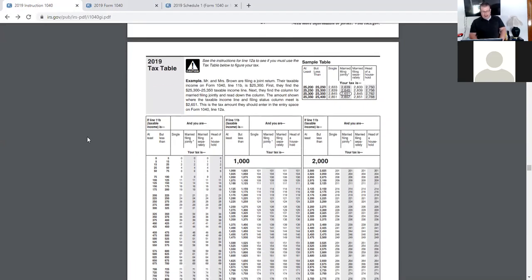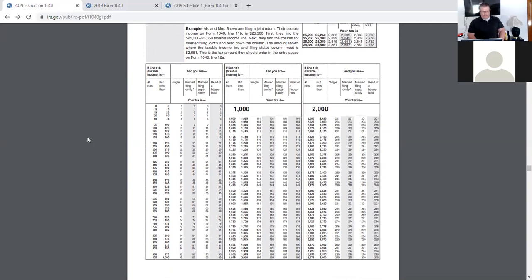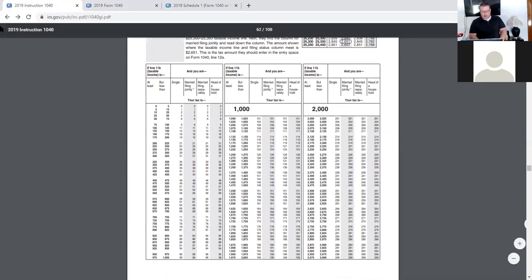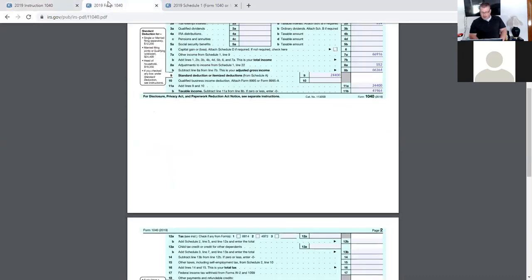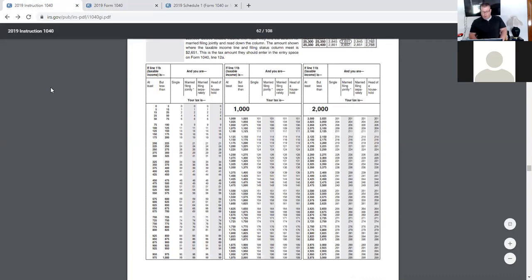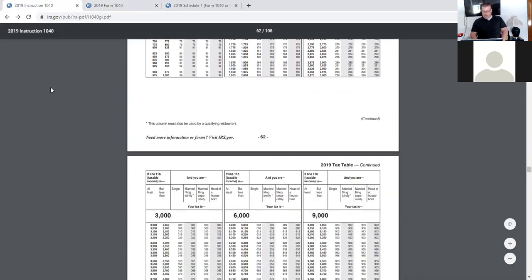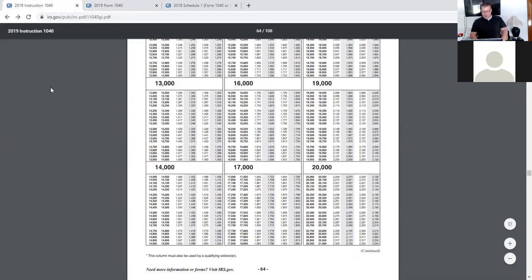And you can see how it's set up here. It says if line 11B taxable income is at least, and you see the first one is 0, but less than 5, and then it asks you how you're filing, and remember the McDonalds are filing jointly, then your tax is 0 in this case. So we said, and I have to go back and look, it was 41,964. So what we're going to do is go through these tables here and look for 41,000.